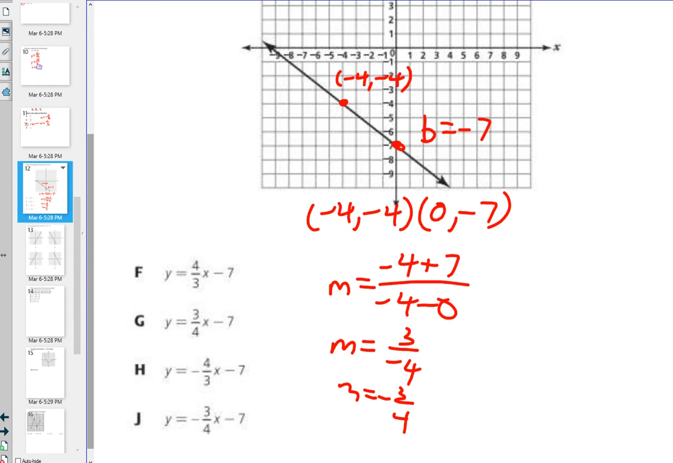which is -3 over 4. Positive divided by negative is negative. So I'm getting a negative slope, which makes sense because on the picture this looked negative. It was going up left and down right, right? The only one it could be is J.